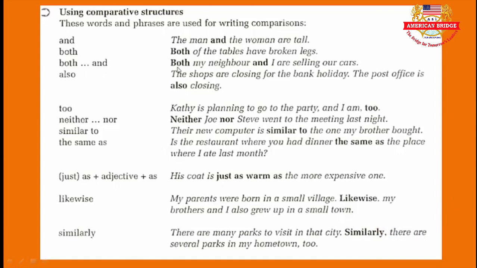Example: both my neighbor and I are selling cars. So I mean the two subjects are selling cars, the same. But also neither nor, similar to, the same as. Example: Kathy is planning to go to the party and I am too. So we can say both Kathy and I are planning to go to the party. In this sentence we can use the word too, or we can use both and, or we can use the word and. It's okay.